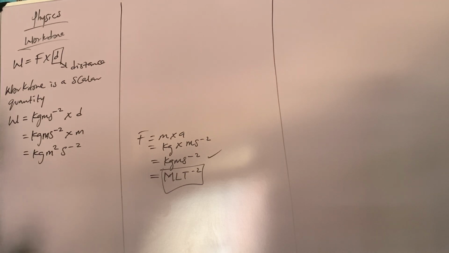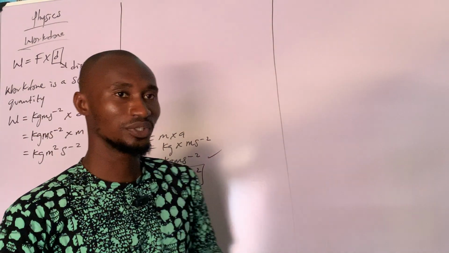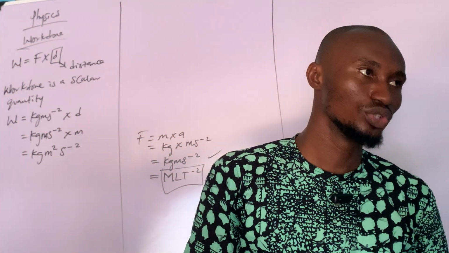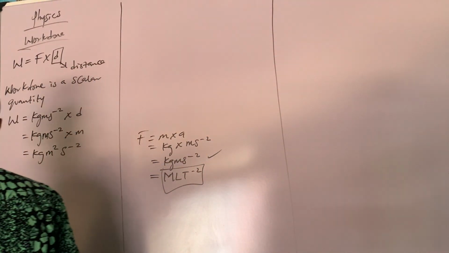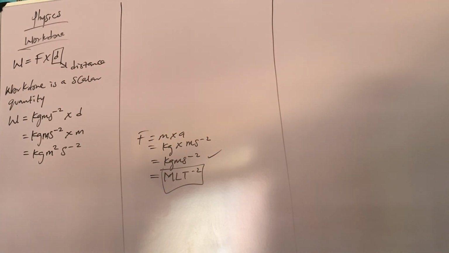But we were told that work done is measured in what? Joule. Is it joule per second or joule? Work done is measured in joule. Now, who is Joule? Actually, it must be a scientist that discovered work done.